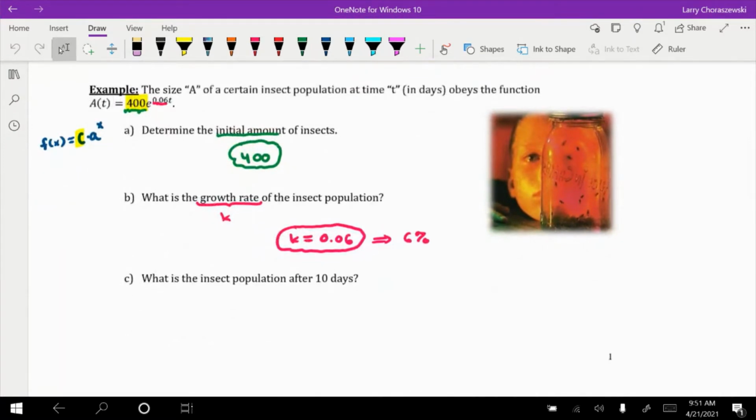Part C, what is the insect population after 10 days? 10 days is a particular value of t. And so to figure this out, we would have to take 10 and plug it into our function that they provide us with. All right, you guys want to crank that out and type in the chat, maybe round to the nearest bug.